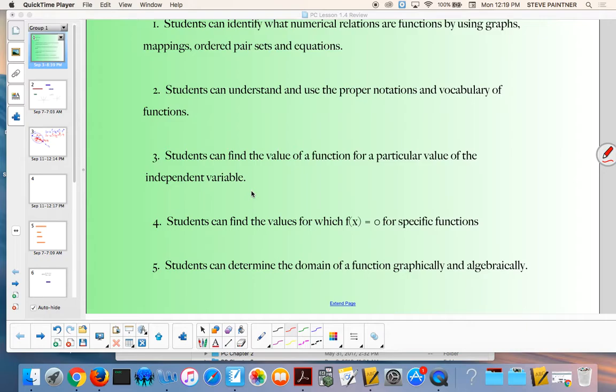Which one's independent? X or Y? X. You have all the control over X. Put whatever you want in. Students can find values of the function f of x when it is equal to 0. And students can determine the domain of a function graphically and algebraically.